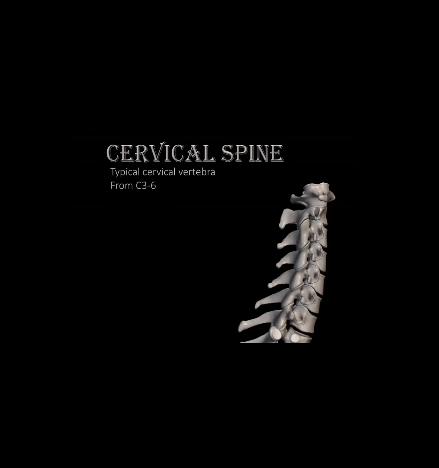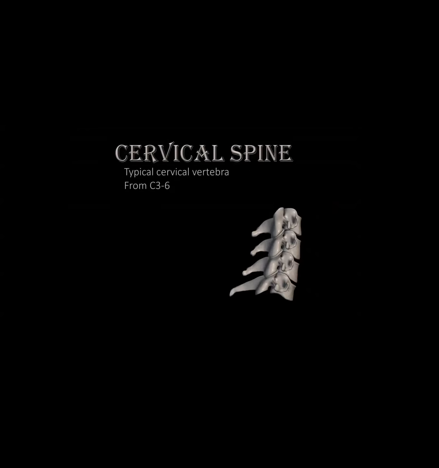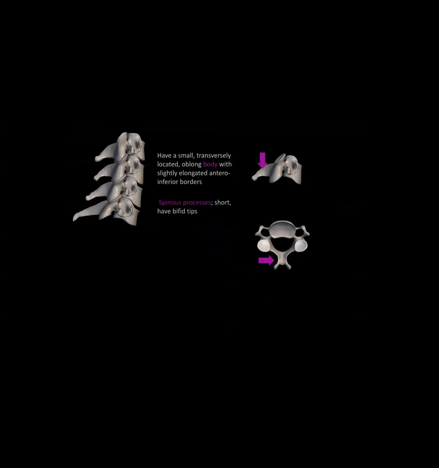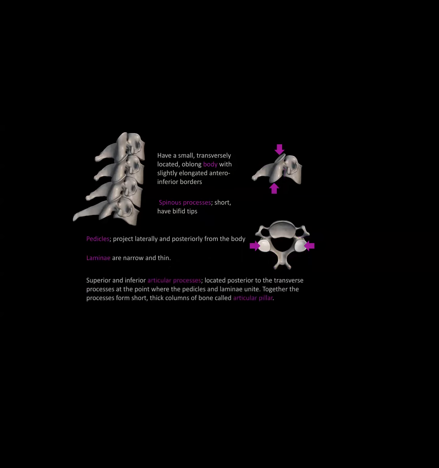Cervical spine. Typical cervical vertebrae from C3 to C6 share common features. They have a small, transversely located oblong body with slightly elongated anterior-inferior borders. The spinous processes are short and have bifid tips. The pedicles project laterally and posteriorly from the body. Laminae are narrow and thin. The superior and inferior articular processes are located posterior to the transverse processes at the point where the pedicles and laminae unite. Together, the processes form short, thick columns of bone called the articular pillar.